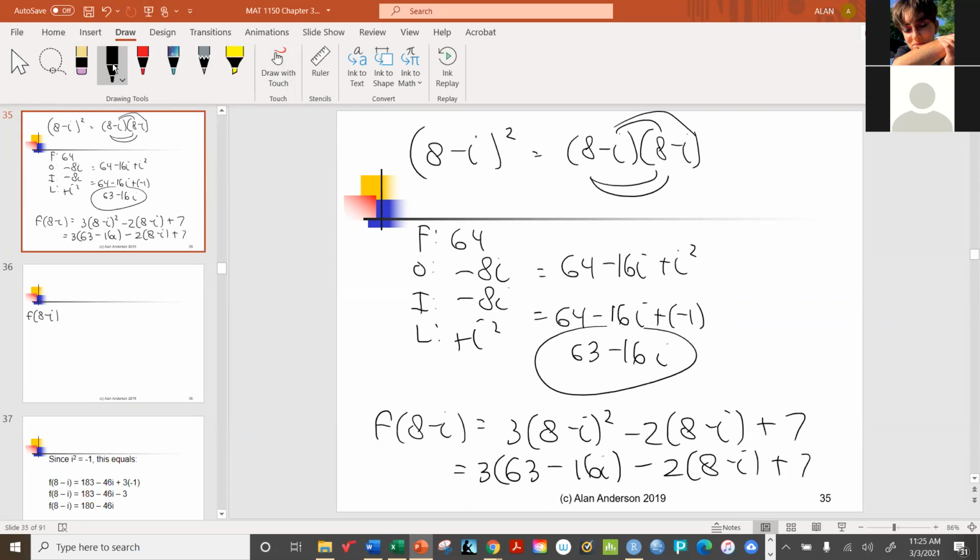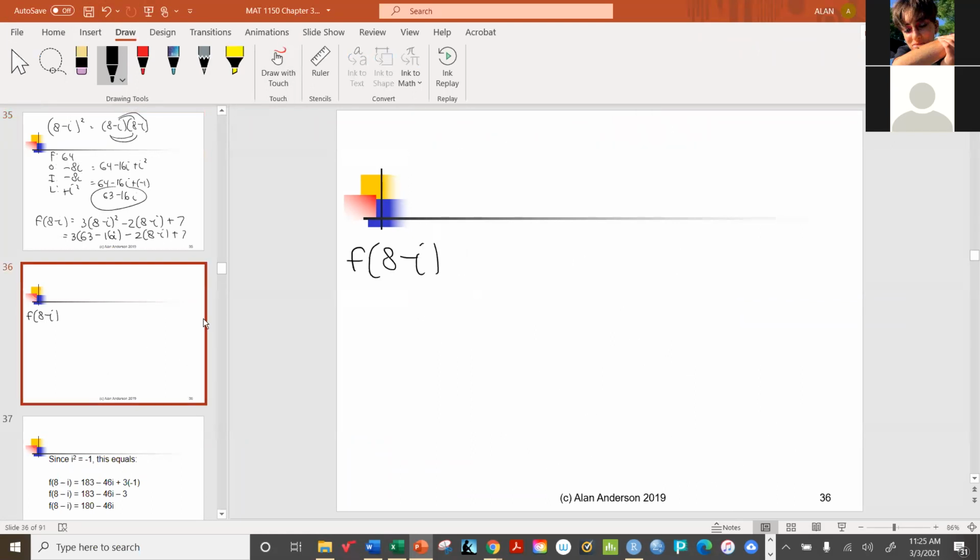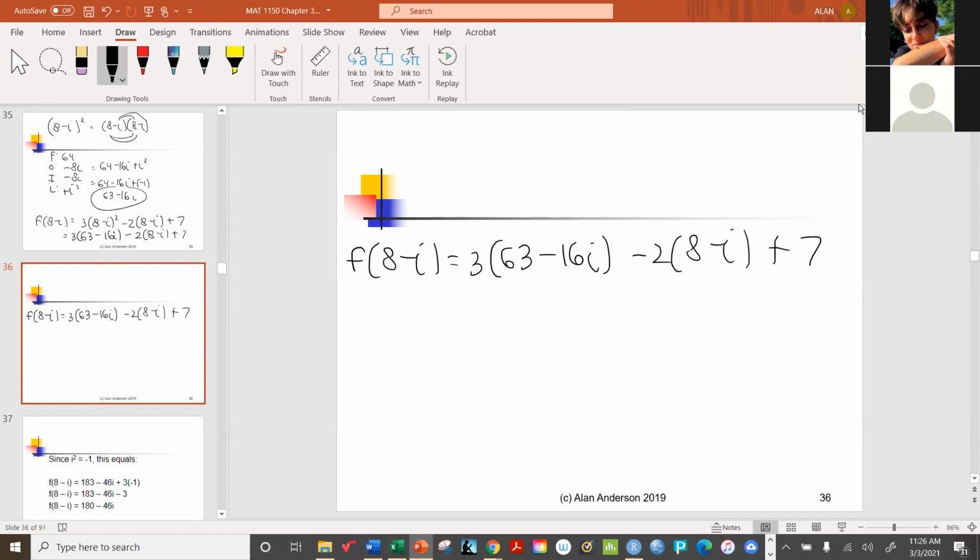Let's try that again. All right. So we have 3 times 63 minus 16i minus 2 times 8 minus i plus 7. So now we can just write out or do all the multiplications. This is 189 minus 48i. Here we have minus 16 plus 2i plus 7. So let's bring together the like terms.